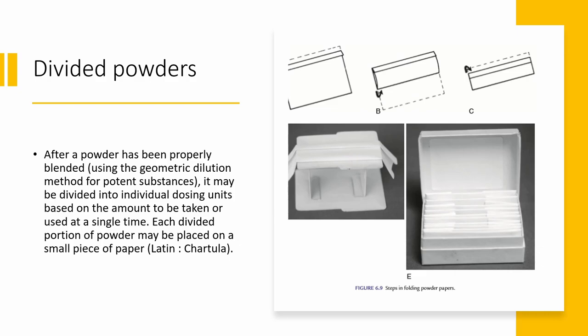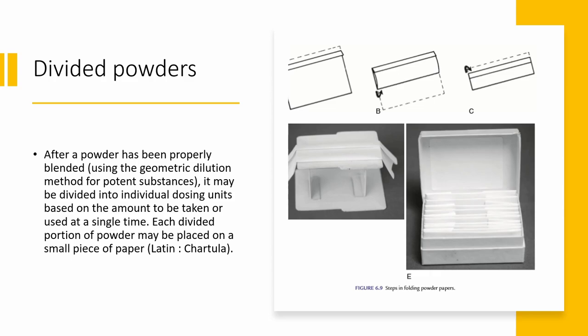So this is an example of a divided powder. When we say a divided powder, these are pre-packaged doses of powders for our patient. After a powder has been properly blended using the geometric dilution method, it may be divided into individual dosing units based on the amount to be taken at one time. This is the most common type of compounding you can encounter in the pharmacy, paper tablets.